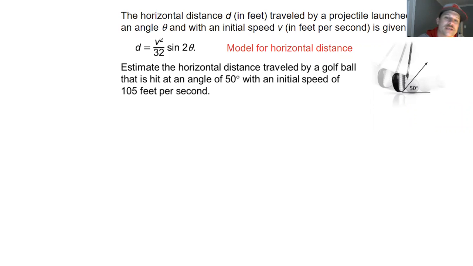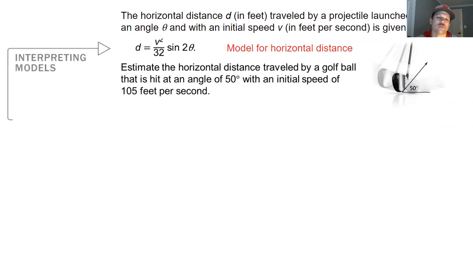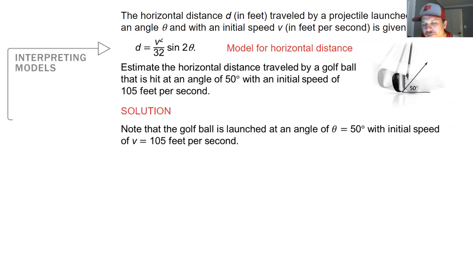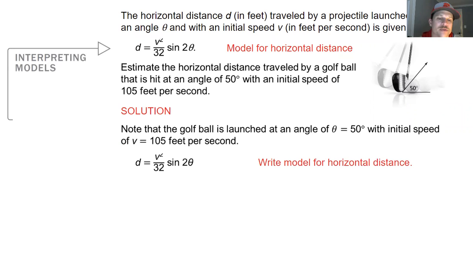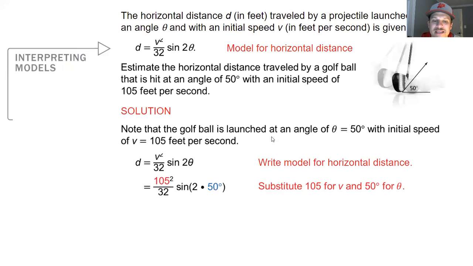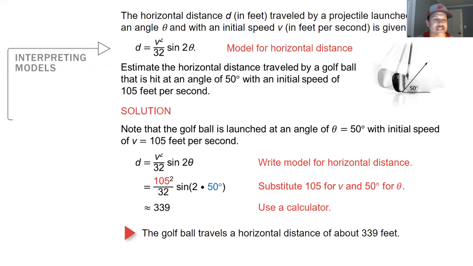We're going to estimate what the horizontal distance in feet is going to be for a golf ball that is hit at an angle of 50 degrees and an initial speed of 105 feet per second. So our given launch angle is 50 degrees, and the initial speed is 105 feet per second. So those are the values that we're going to plug in. V is our initial speed, which is 105, goes in the V position, and then 50 goes in your theta angle. And you can just type these in a calculator. So you're going to take 2 times 50, and then 105 squared, take sine of 100, and then use PEMDAS to get that all the way down to 339 feet of horizontal distance.